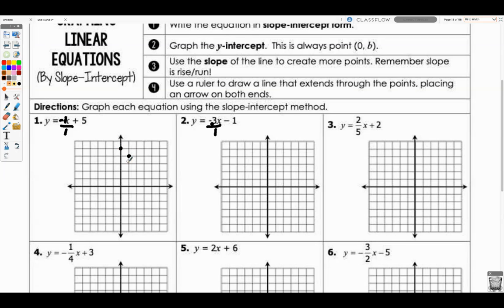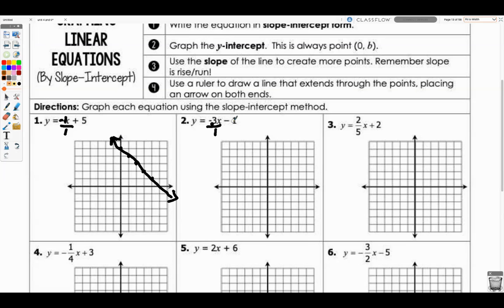All right. I like to do this a few times so it ensures that I'm going to get a pretty straight line. Okay. And then you make your line and you put your arrows at the end because it's going to go in both directions till infinity.